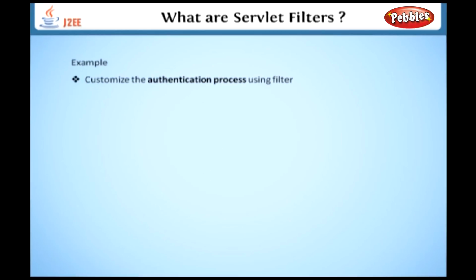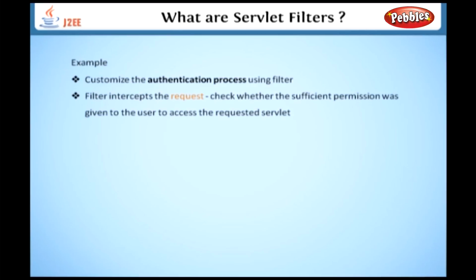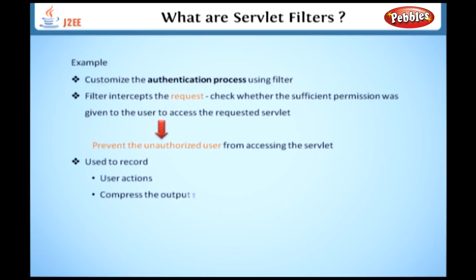As we discussed earlier, the filter intercepts the request and checks whether sufficient permission was given to the user to access the requested servlet. So, we prevent the unauthorized user from accessing the servlet. Similarly, filters can be used to record user actions, compress the output streams, and so on.